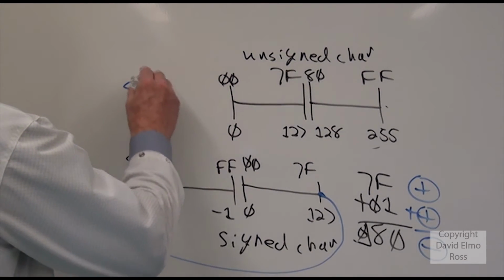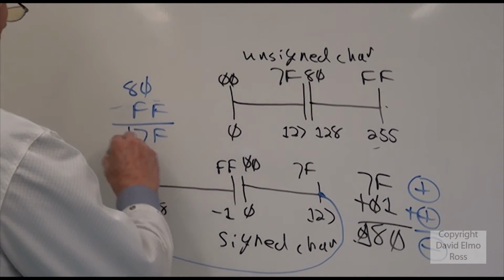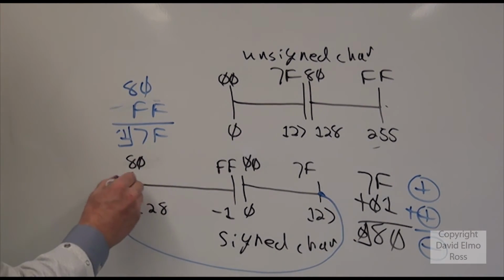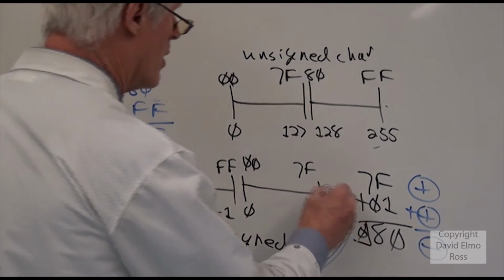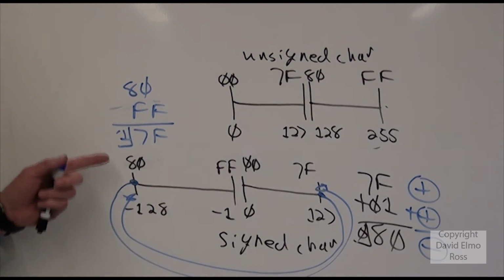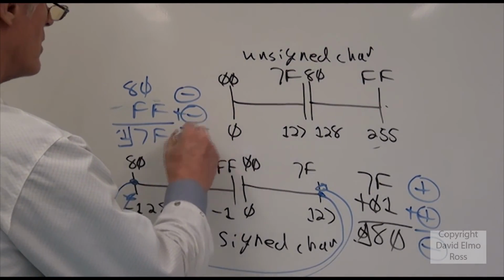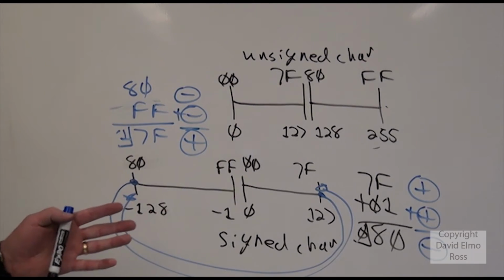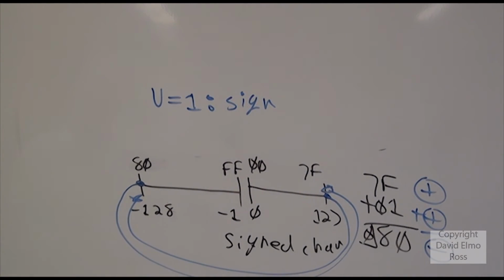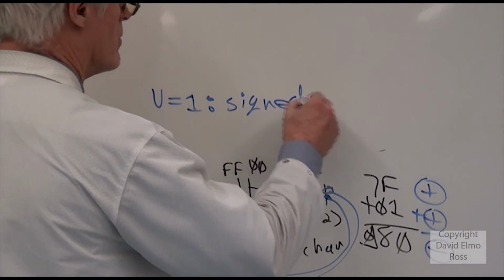So what about the other end? If I say 80 plus FF, if we do that calculation, we see 7F plus a carry, which means I'm as far in debt as I can go. I go another dollar in debt, and then I have all the money in the world. And this doesn't make sense because this is a negative plus a negative, and I didn't get a negative, I got a positive result. This is called a signed overflow. V equals 1 indicates we have a signed overflow.